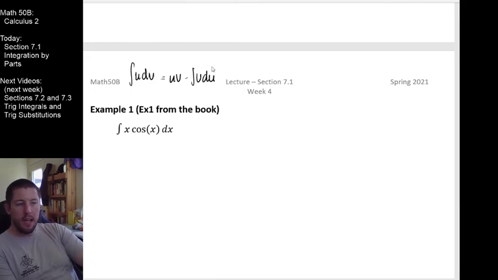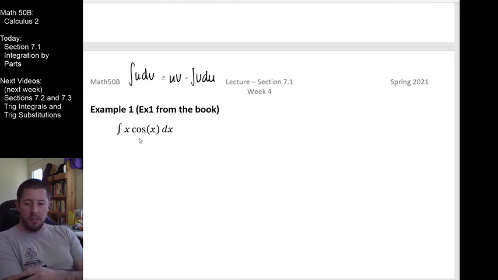And our hope is that when we make this substitution, this outcoming integral is going to be easier for us to integrate, or possible for us to integrate, as compared to the first, which we can't. Our first example, x times cosine of x dx, is an immediate great example. First things first, obviously we don't have an antiderivative for this because it's a product of two functions.